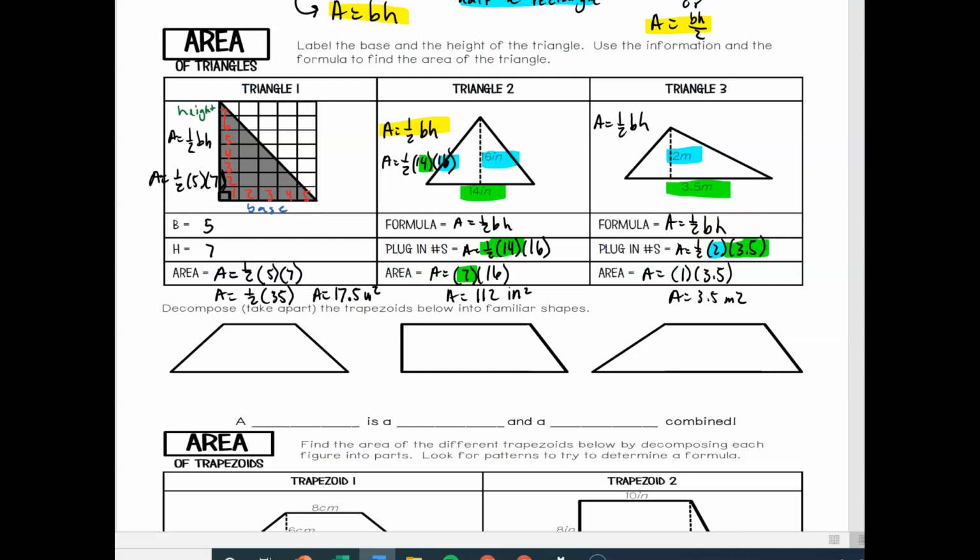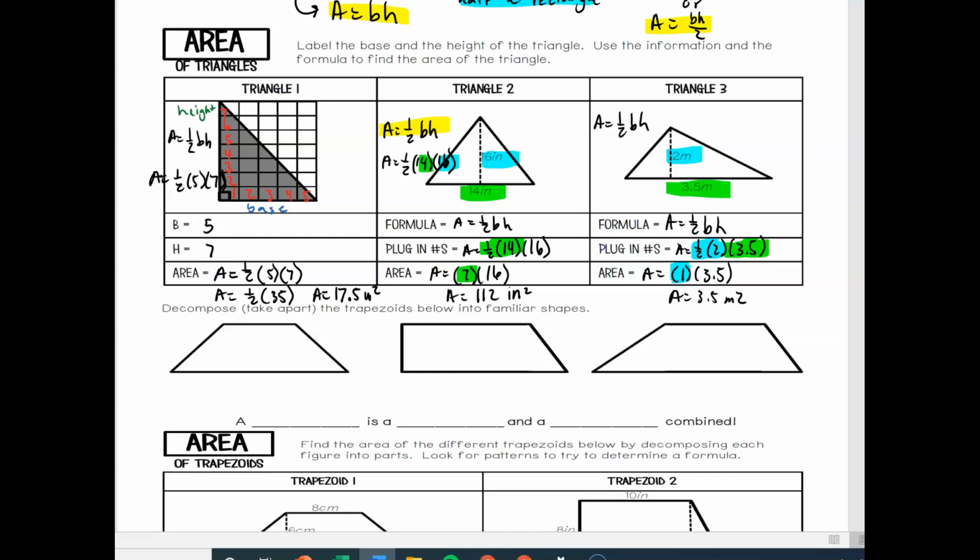It does not matter if you switch those up. I did that because it's easier to take half of 2 than it is to take half of 3.5 in my mind. So half of 2 is 1. So that's how I got half of 2 right there to give me 1. And then 1 times 3.5 is just 3.5 meters squared. So that is the area of a triangle. 1/2 the base times the height. Why? Because a triangle is half of a rectangle. And if the rectangle formula is base times height, the triangle formula is just 1/2 base times height.